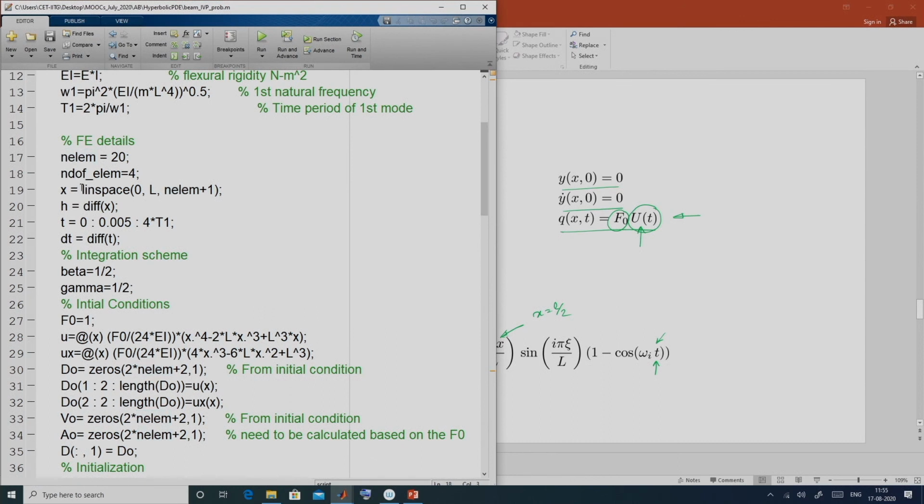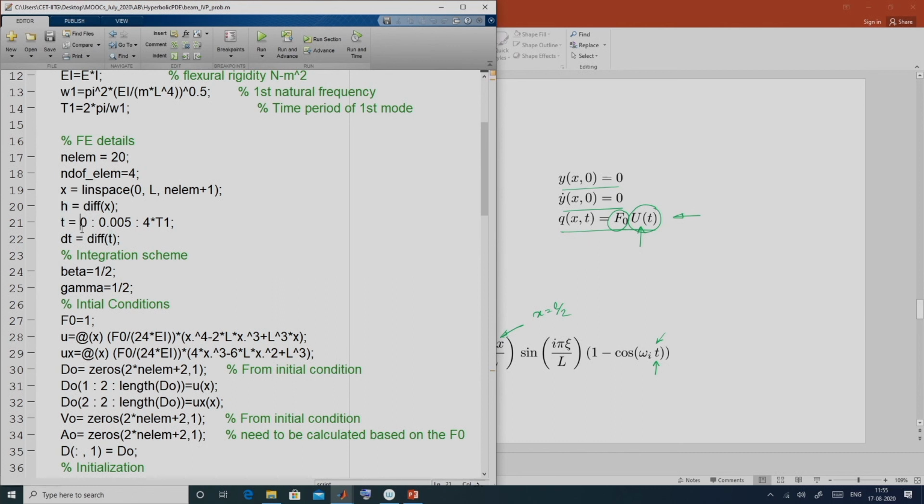Now, as I said, we have taken 20 elements in this case. We have 4 degrees of freedom in a given element, because at each node we have 2 degrees of freedom. This corresponds to the coordinates of each of the elements. Because the domain has been discretized uniformly, all the elements have equal length, so you can easily find the coordinates from the number of elements. Now, h denotes the length of each element.